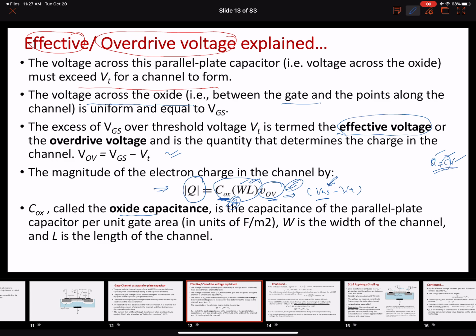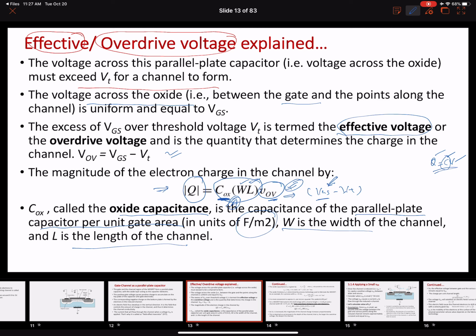So Cox is the oxide capacitance, right? So this is the capacitance of the parallel plate capacitor per unit gate area. And over here, you can write it as farads per meter square. People also define it as farads per micron square because the dimensions of the W and L are very small, in microns, or actually much less than a micron. And then W is the width of the channel, L is the length of the channel, right?